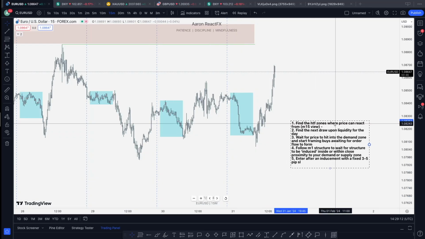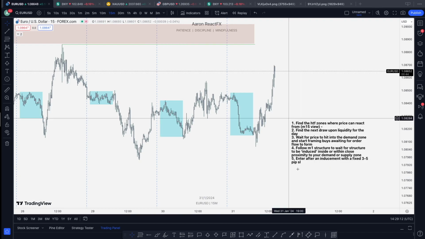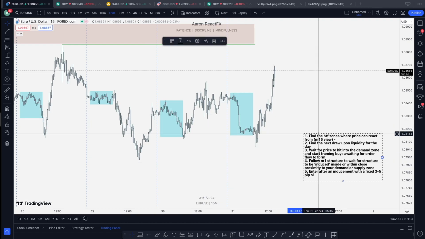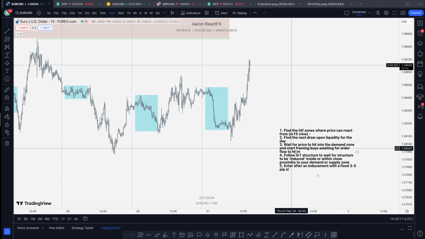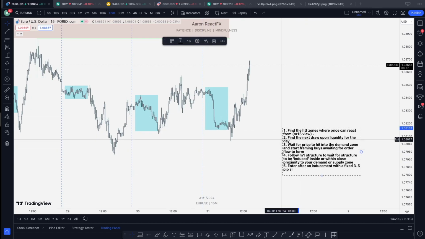Now, what you can see here, I've given you a step-by-step guide on how to follow order flow on M1. Before you do that, you obviously need to have a higher time frame view. So let's start with step one. We need to find the higher time frame zone where price can react from.